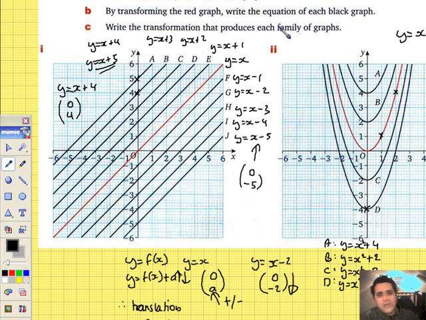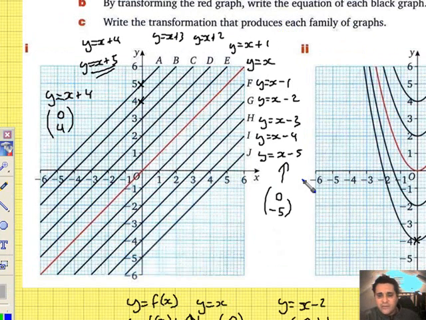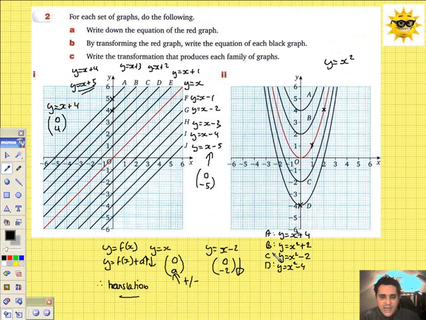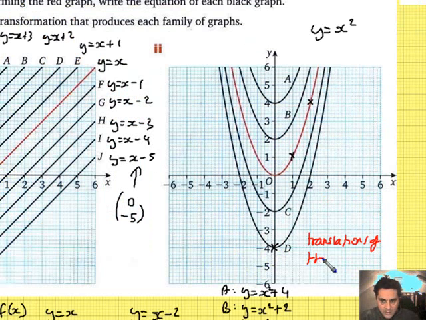Write down the transformation that produces each family of graphs. Well, this is also a translation. Let's just write this in red here. So these are all translations of the function y equals x squared. Alright, very straightforward.